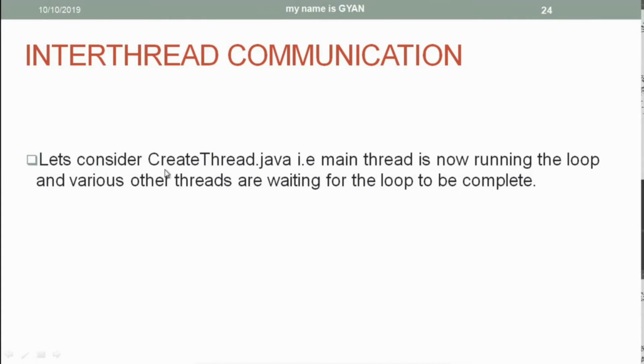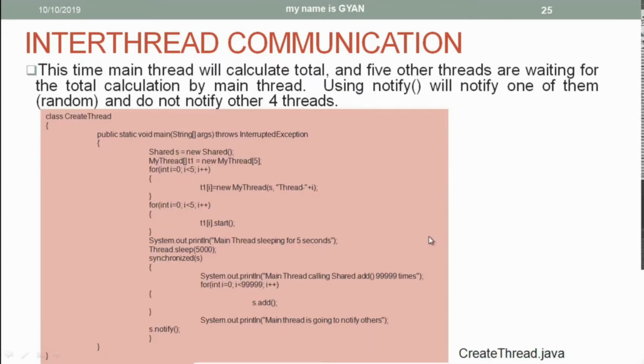So let's consider the createThread.java, that is, the main thread is now running the loop. So that loop up to 99,999 is now running by the thread main. And various other threads are waiting for the main thread to complete the for loop. Let's look at the code.